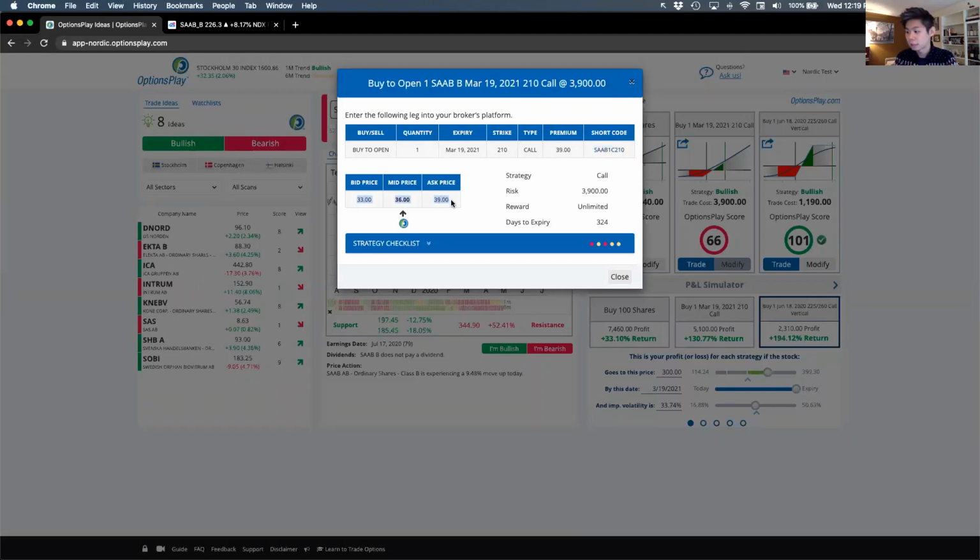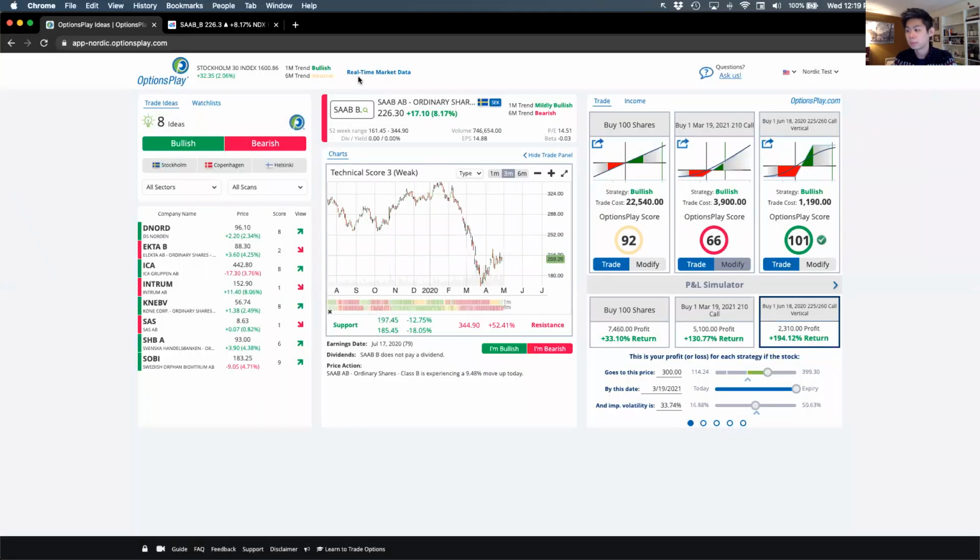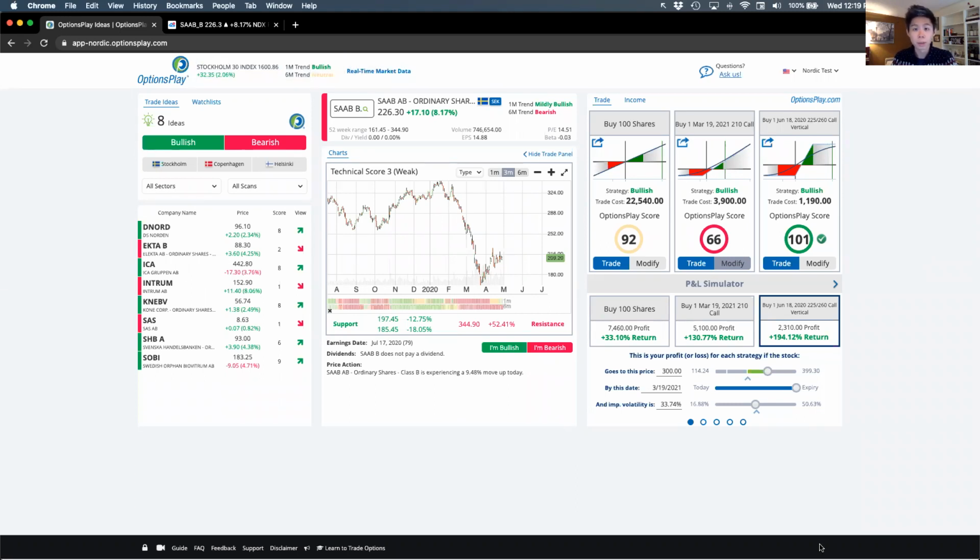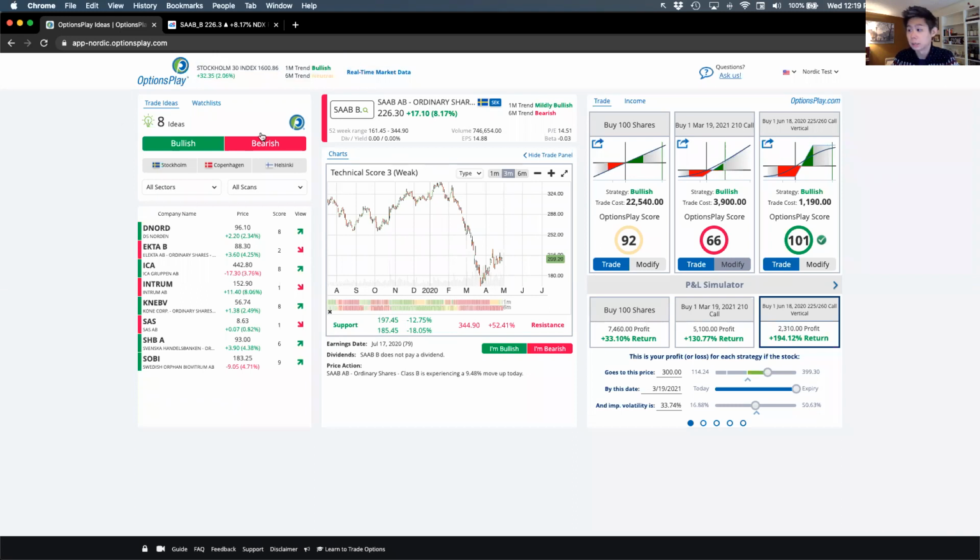We give you the bid-ask price so that you can see what it is. This is all real-time data, so you know the pricing you're seeing here is the pricing you're going to be able to get on your brokerage platform. This tool is really designed from the ground up to make your options trading as efficient and as easy as possible.